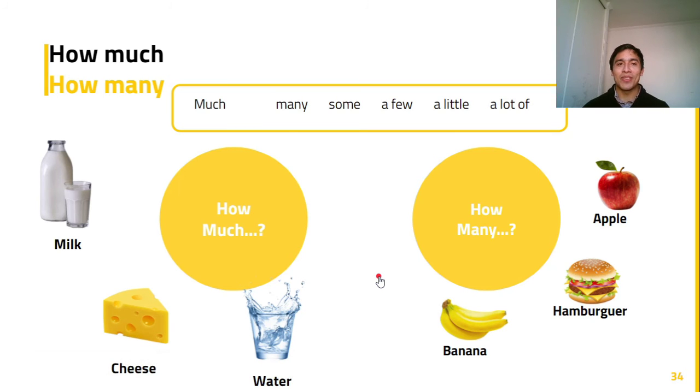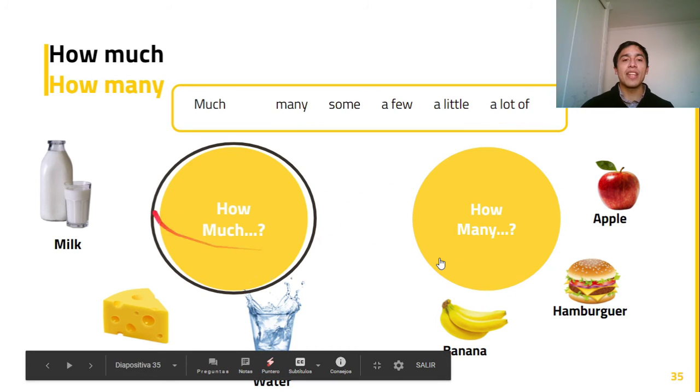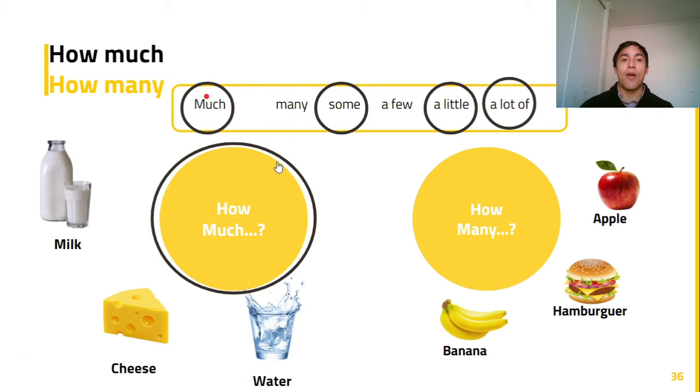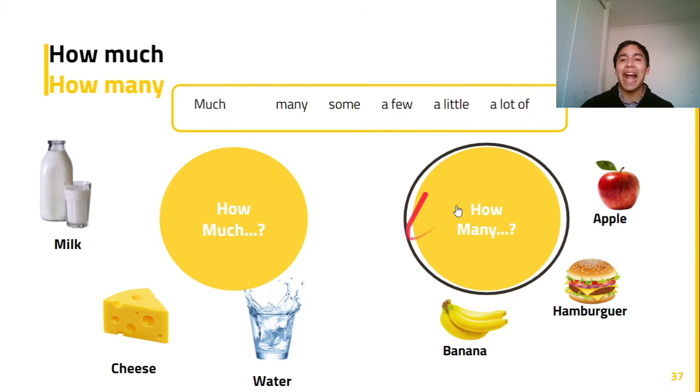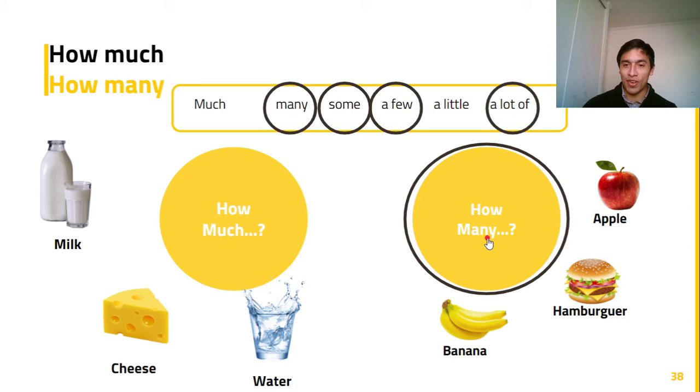And if I want to express a quantity, I can use one of these quantifiers depending on whether it is uncountable or countable. For example here, for how much, you can use these quantifiers. There is much milk, there is some milk, there is a little water or a lot of water. And for countable nouns, I can use these ones over here, okay? There are many apples, there are some apples, there are a few apples, and a lot of apples.